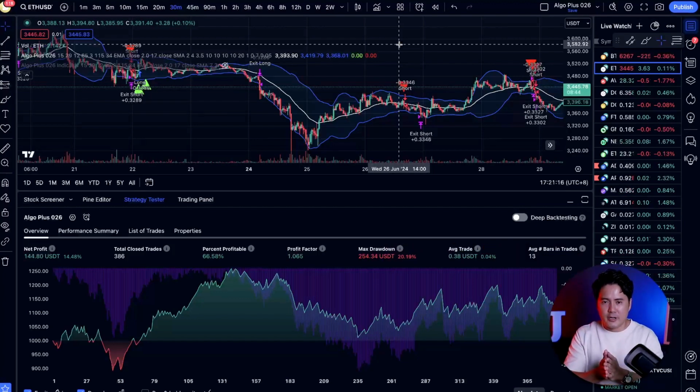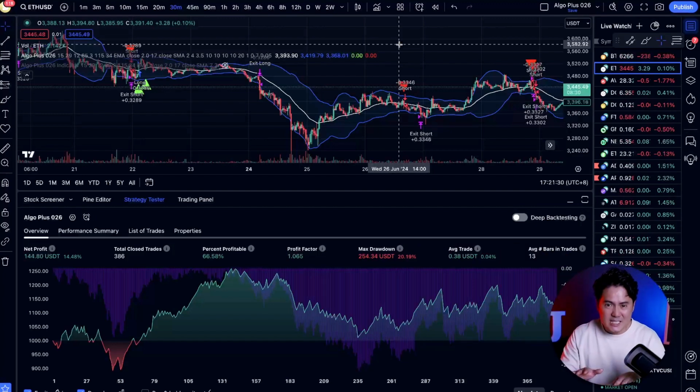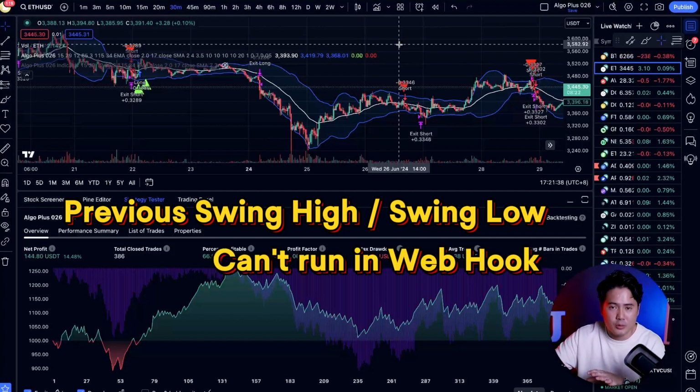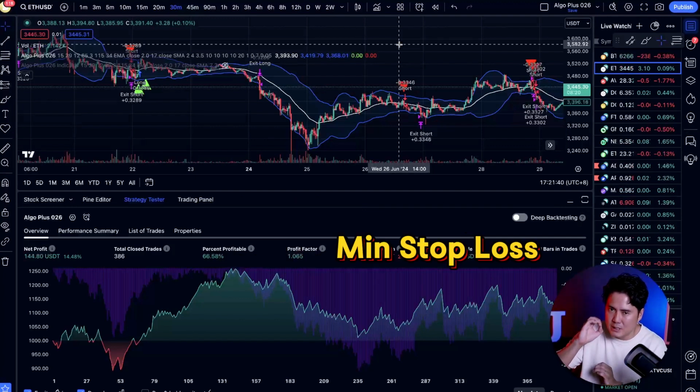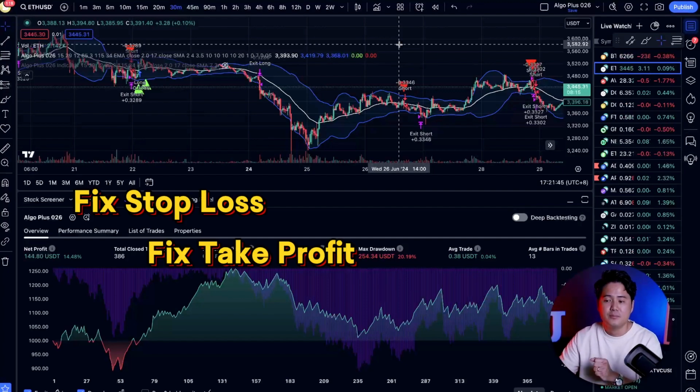Once you got the alert, you say, David, I already got the alert. Can I use these alerts for robot trading, let the bot do everything? Yes, you can do so, but the previous swing high and swing low couldn't run in a webhook. So you can only set a minimum stop loss and a maximum stop loss to fix the stop loss and fix the take profit. That's the difference.